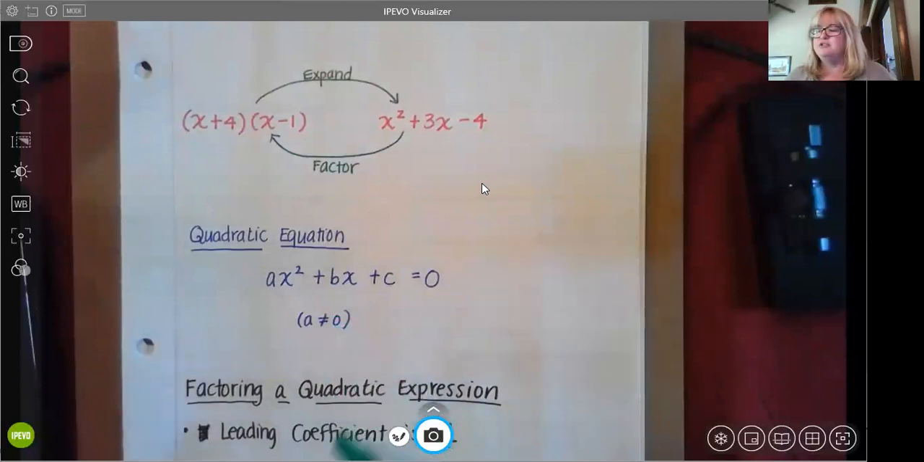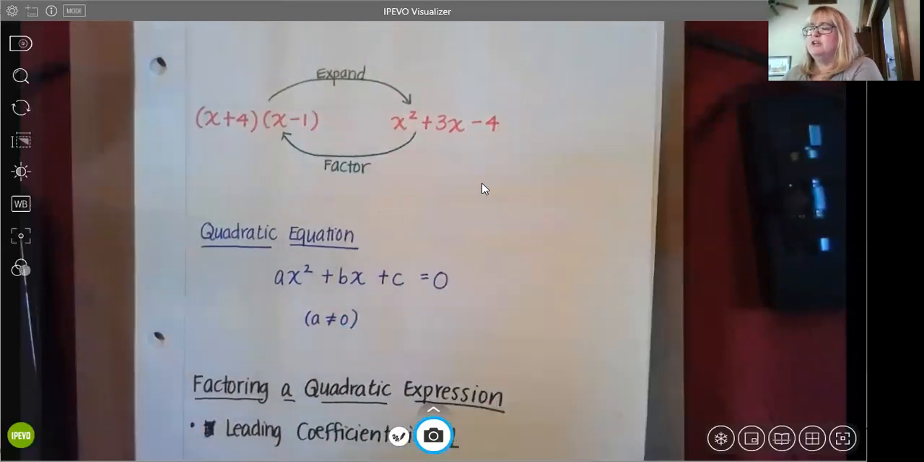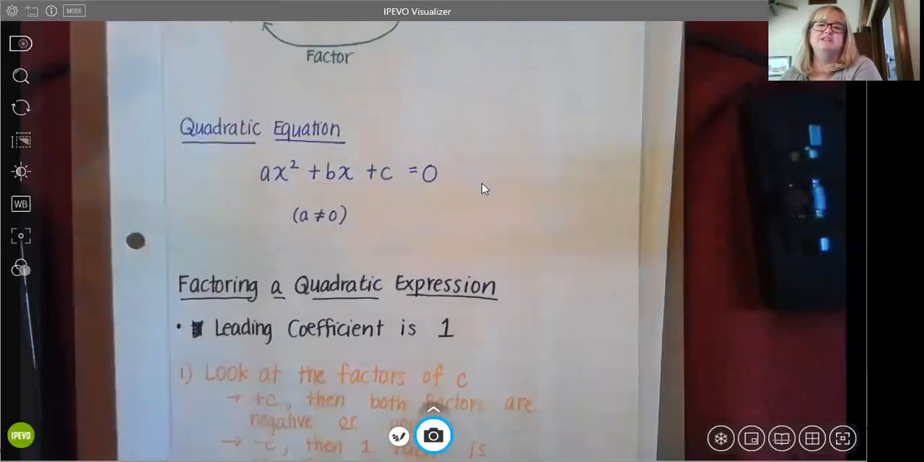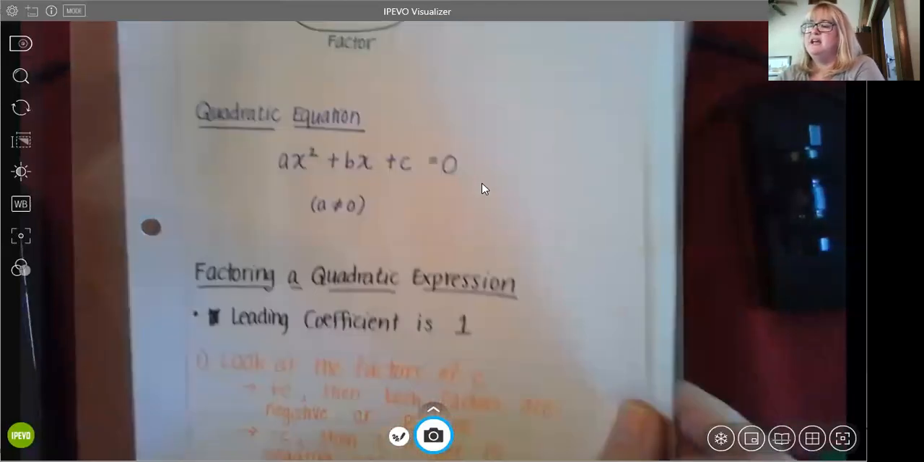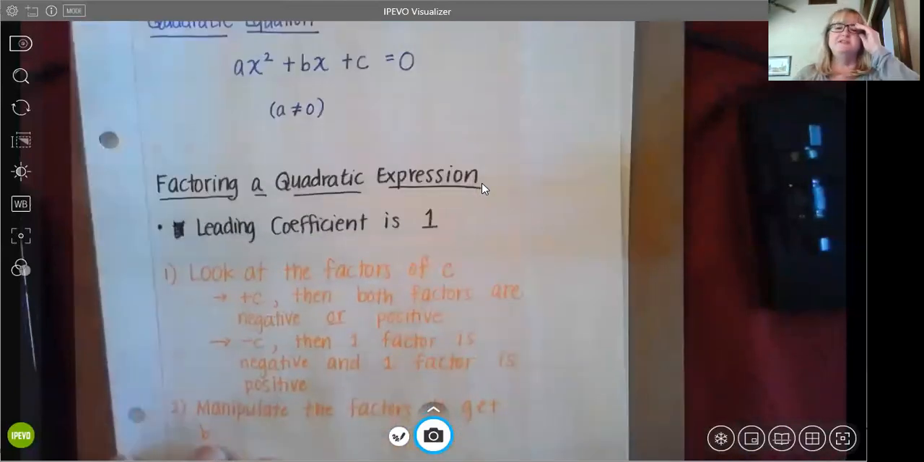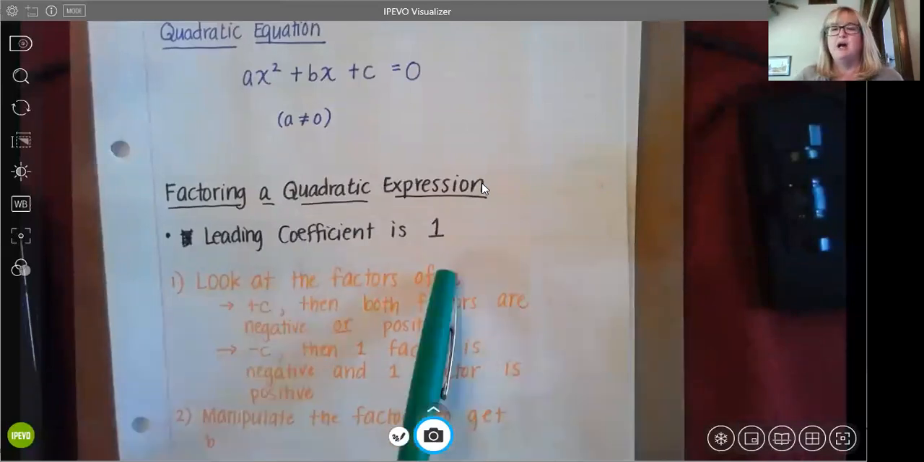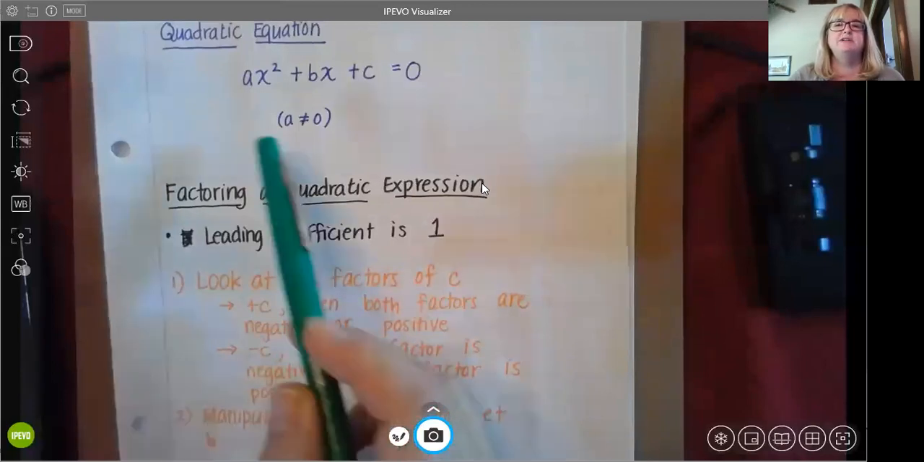When we are factoring a quadratic expression, the first thing we're going to look at is when the leading coefficient is 1. And that's what we're concentrating on today. This is one of those skills that just takes a lot of practice. So we'll look at several practice problems together. We'll look at some of the ones on our skills practice worksheet, and then you will practice some on your own.